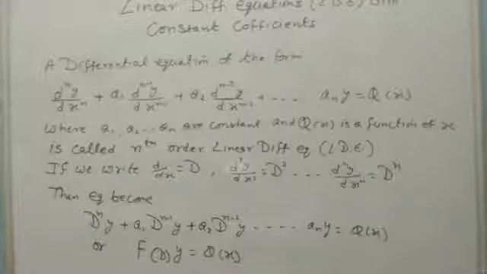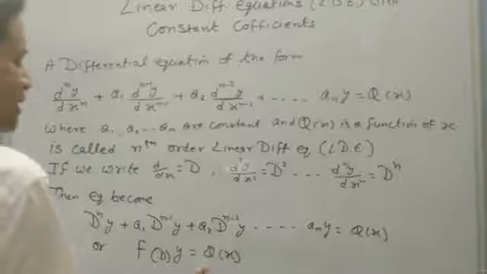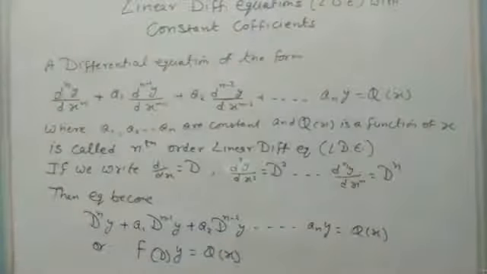Now we will discuss how to solve it. For solving this type of linear differential equation, we have to find two types of solution. First of all, the complementary function. In that case, this Q(x) will become 0. When Q(x) is 0, we have to find the complementary function. If there is a function Q(x), then we will find the complementary function as well as the particular integral. Let us discuss this.